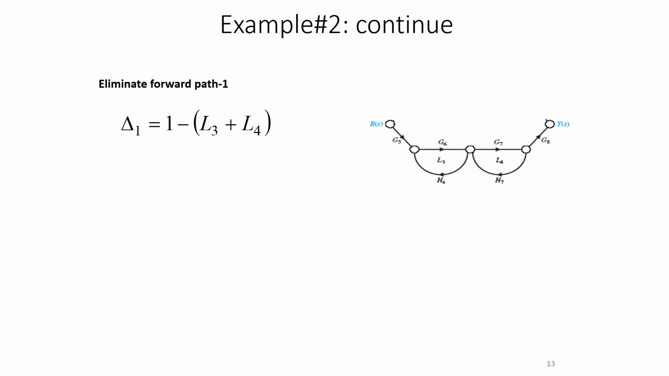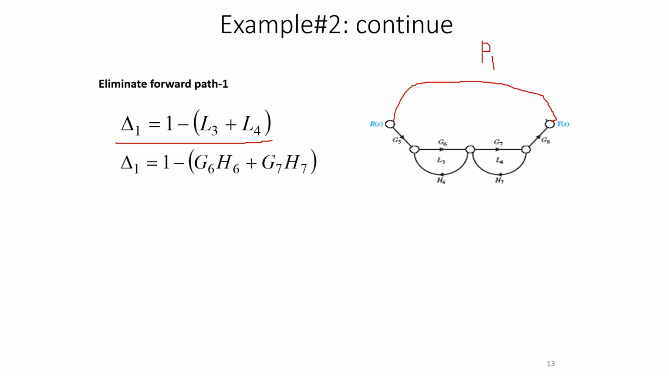Okay, so here if I take my first forward path, in that case your delta 1 is taken as 1 minus L3 L4, because L3 and L4 do not touch this particular forward path, so you have to take L3 and L4. In the previous problem, all the loops were touching the forward path, but here these two loops, L3 and L4, do not touch the forward path P1. So delta 1 is taken as 1 minus L3 plus L4. So it is nothing but 1 minus G6H6 plus G7H7.